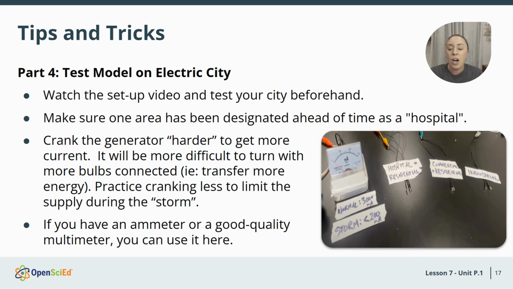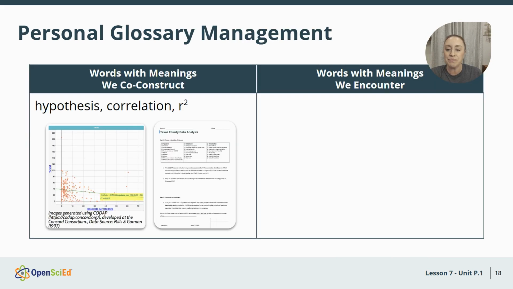You'll want to practice how you crank that generator harder to get more current. It's going to be more difficult, physically difficult, if there are more light bulbs connected to your system. So know what your limitation there is. And if you have an ammeter, make sure you have it set up so that you can read it, or a good quality multimeter will work here just fine.